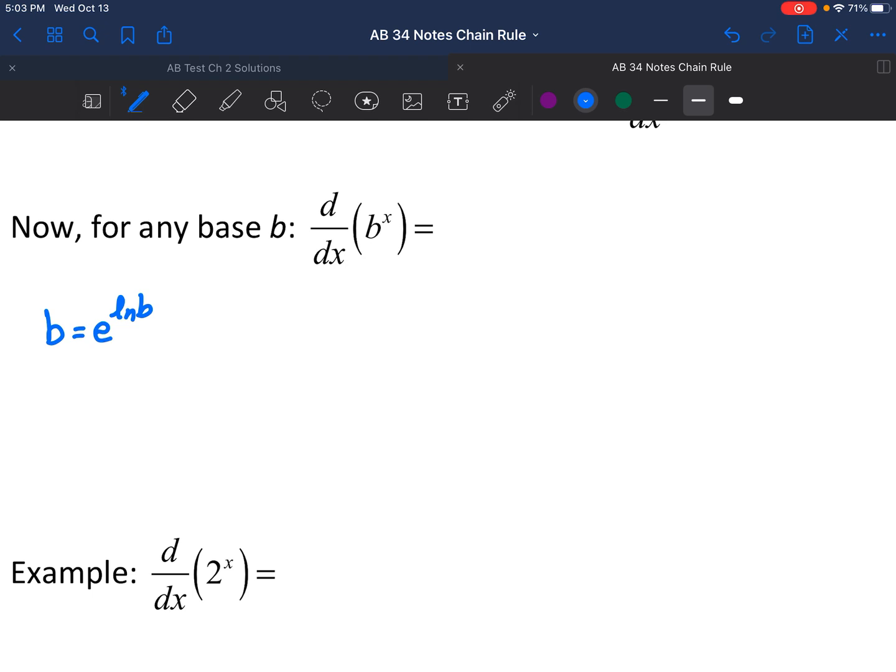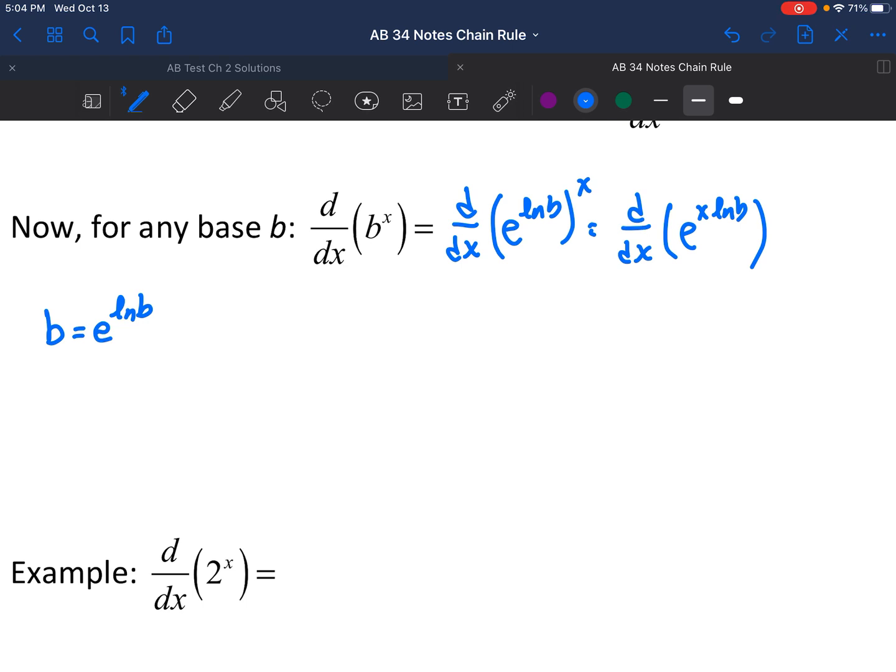We can switch that around, convince ourselves with logs. Otherwise, I'm going to use that as a substitution. So d/dx of b to the x is the same thing as d/dx of e to the ln b, raised to the x. That is d/dx of e to the x ln b.